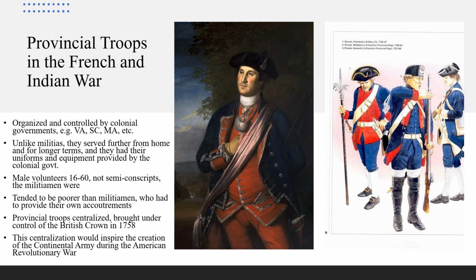By 1758, the provincial troops were centralized under the command of the British Crown. This centralization would inspire the creation of the Continental Army, America's first professional army during the Revolutionary War. So without the provincial troops of the French and Indian War, you might not have had the Continental Army of the American Revolutionary War. And the exploits of the Continental Army will be discussed in more detail in future videos.